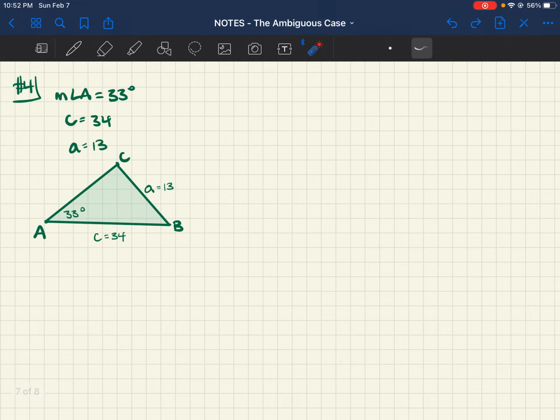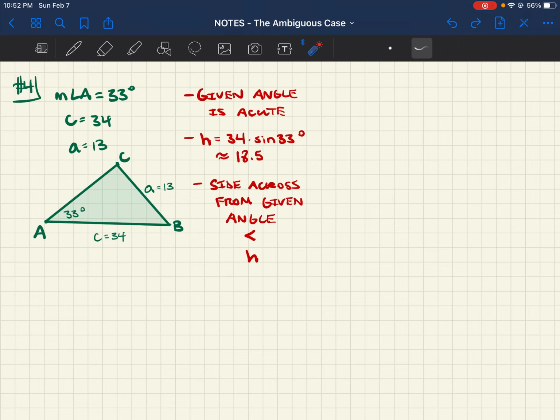All right. Scenario 4. We're given the measure of angle A is 33 degrees. We're given that c is 34 and a is 13. So again, here's the given angle, here is the side across from the given angle, and this is the side not across from the given angle. So let's see what we have here. The given angle is acute, okay?